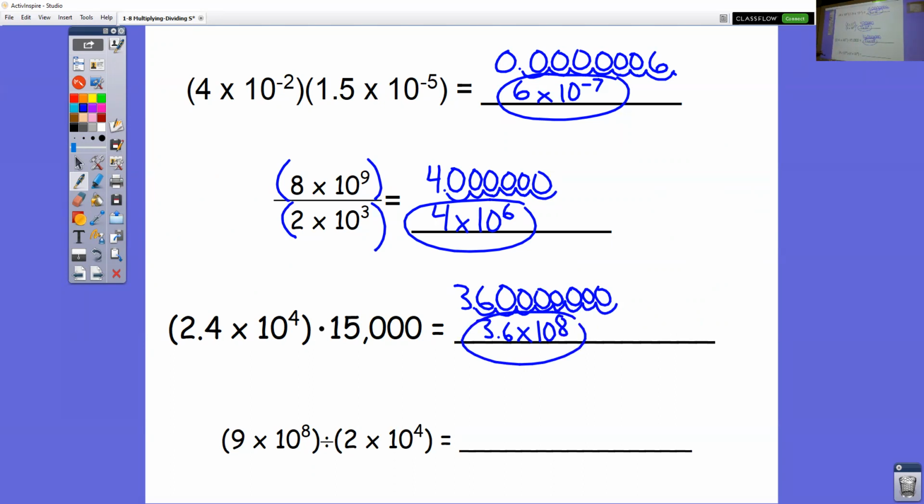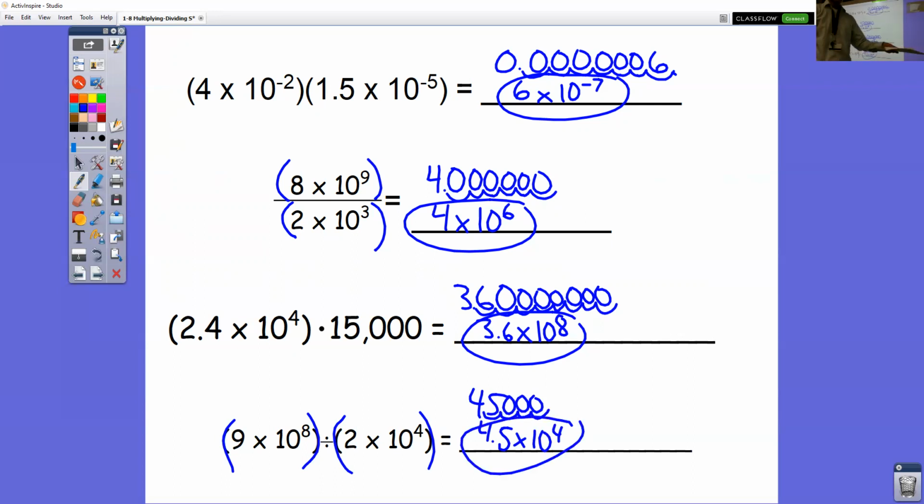For this last one, again, it's a dividing question. You have to type in the parentheses around the scientific notation. If you don't, you will get the wrong answer. When you type that in, you should get 45,000. So 4.5 times 10 to the 4th power.